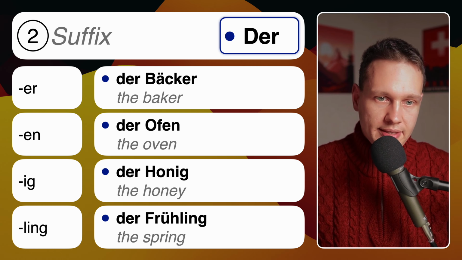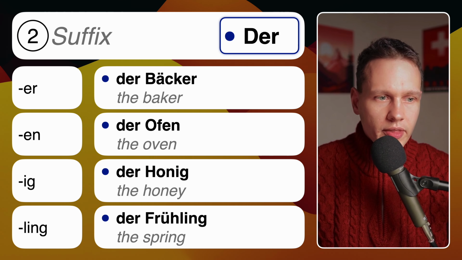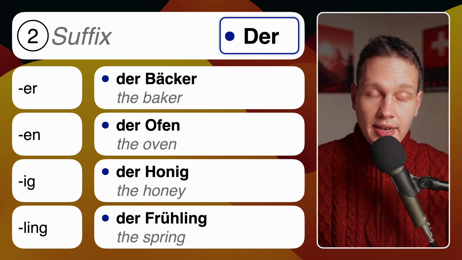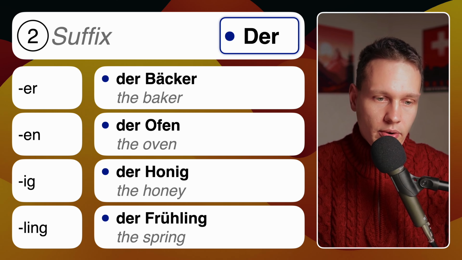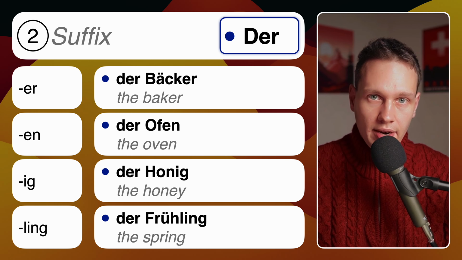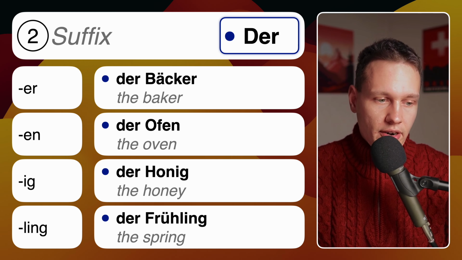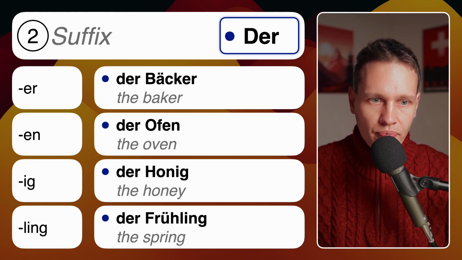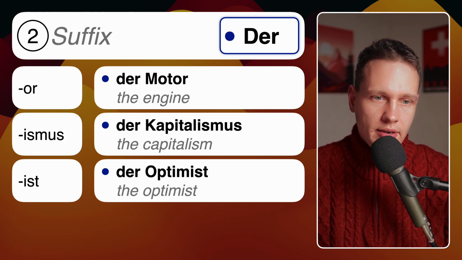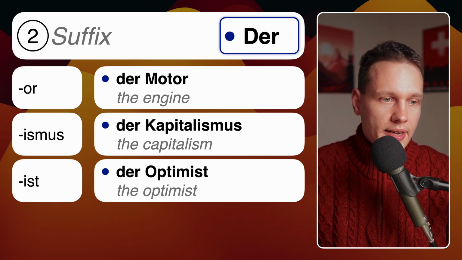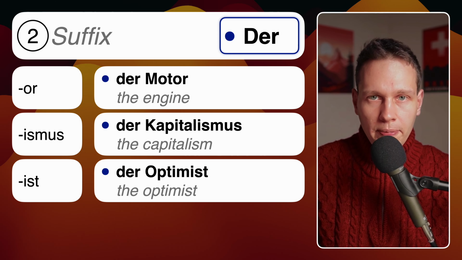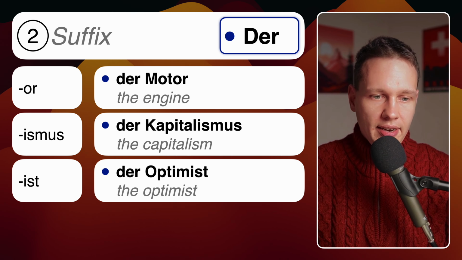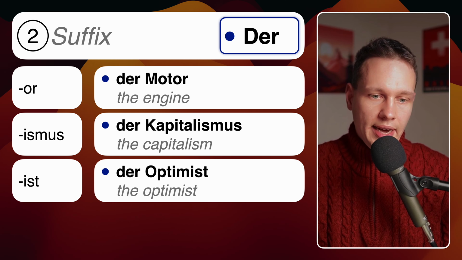For er, the example is der Bäcker, the baker. And then for en, that's another ending, we have the example der Ofen, that's the oven in English. And ig, here our example is der Honig, that's the honey. And ling is another male ending, for example, der Frühling, the spring. And or, der Motor, that means the engine. Another ending is ismus, like der Kapitalismus, that's capitalism. And ist, like der Optimist.